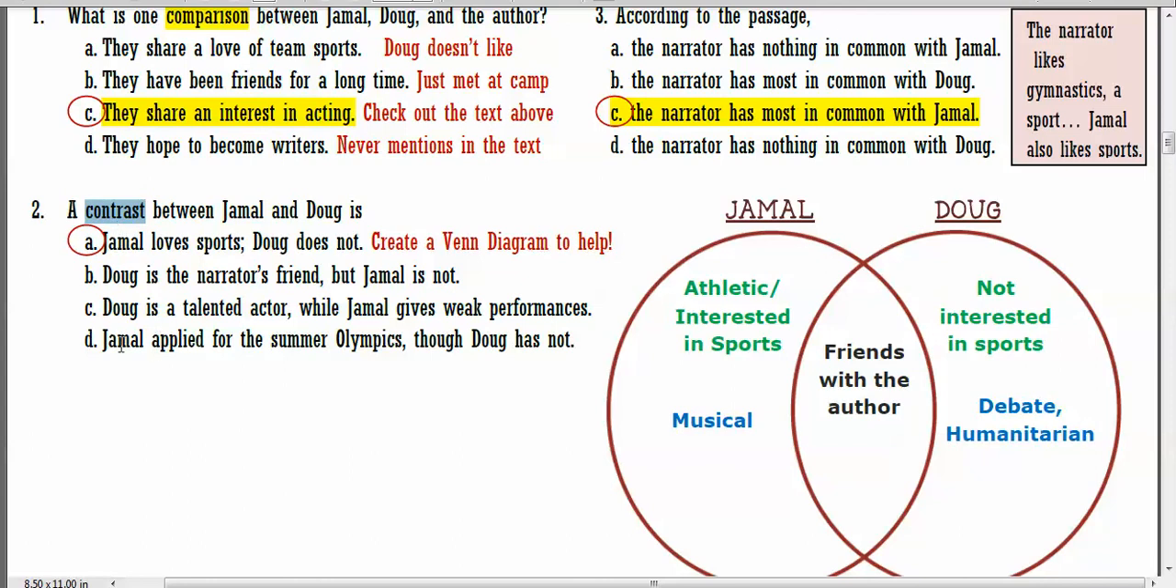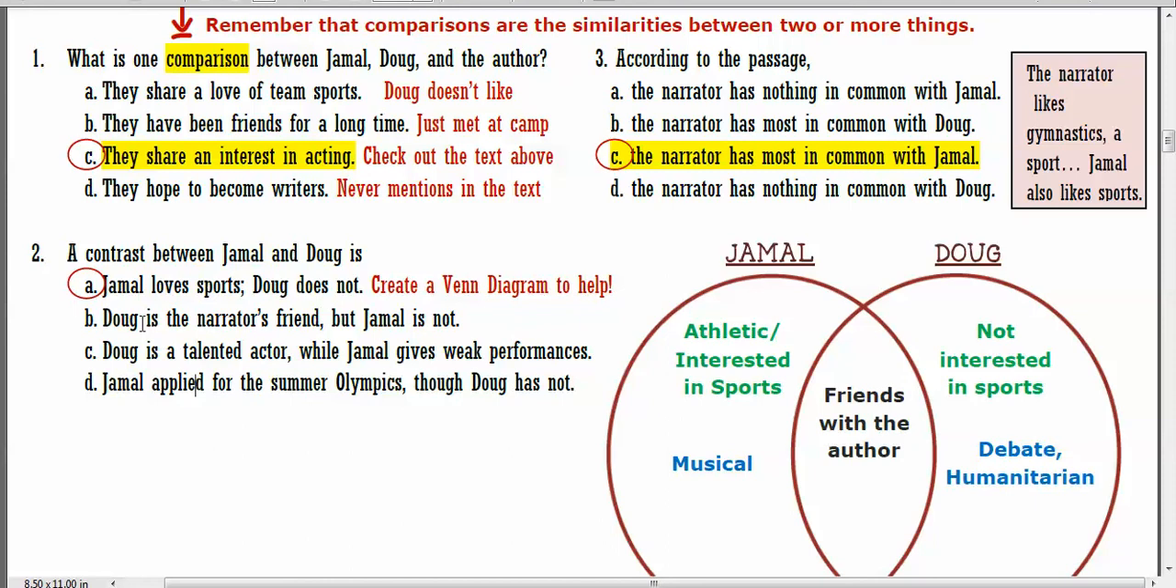Let's start from the bottom. Jamal applied for the Summer Olympics, though Doug has not. This is never mentioned in the text, so that's an easy distractor. Get rid of it. Doug is a talented actor, while Jamal gives weak performances. Again, we're never told this in the text. We just know that they all like acting. We don't know how good they are at it. And B says Doug is the narrator's friend, but Jamal is not. We know that's not true. They're both friends with the author.